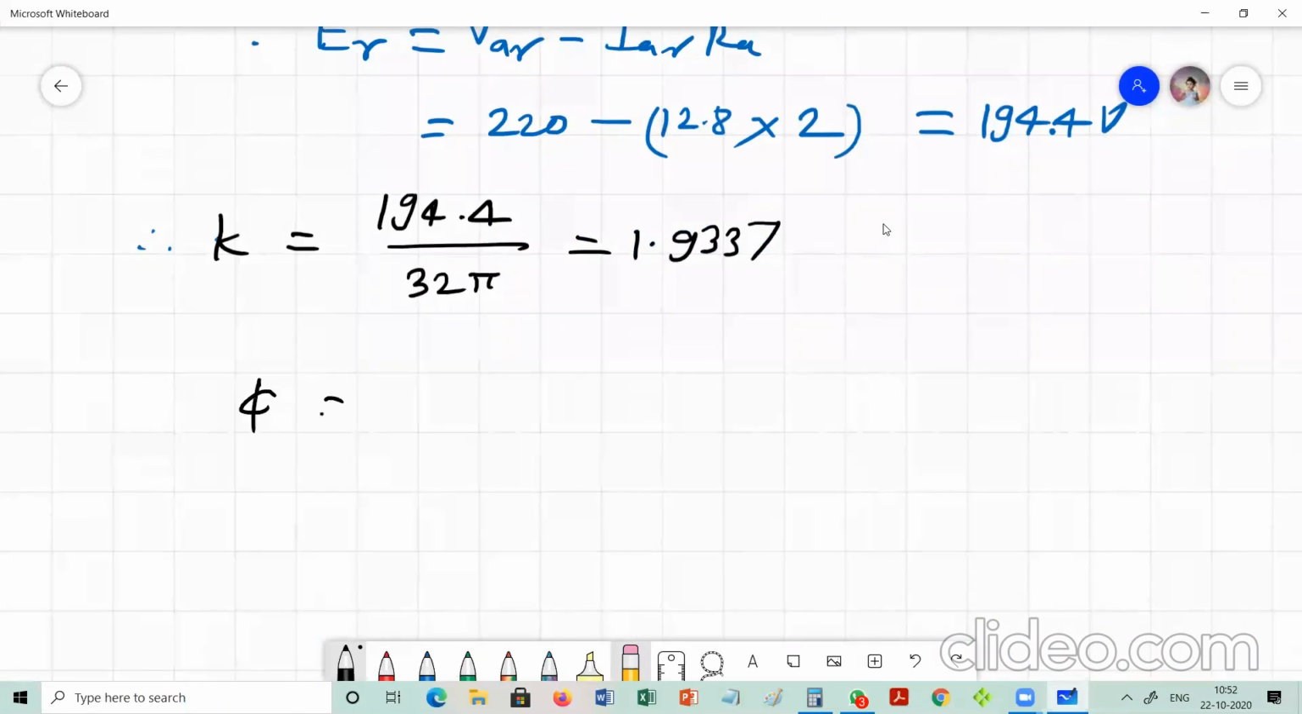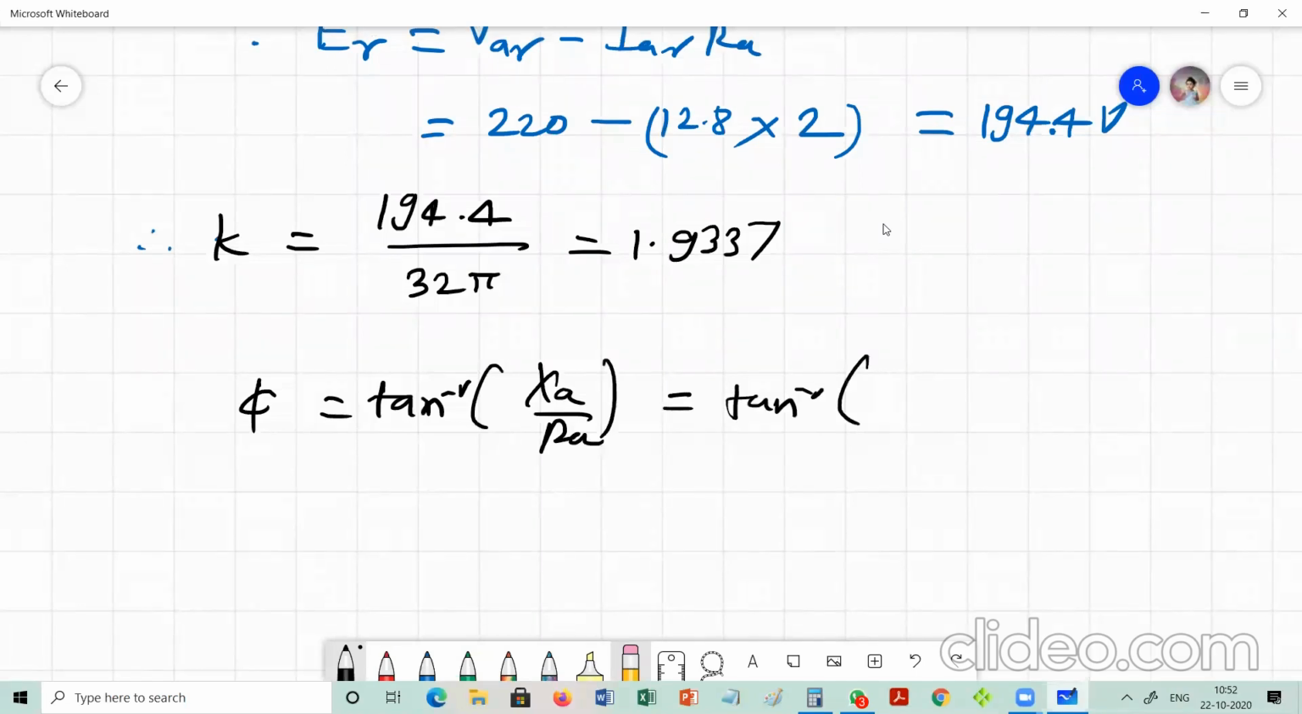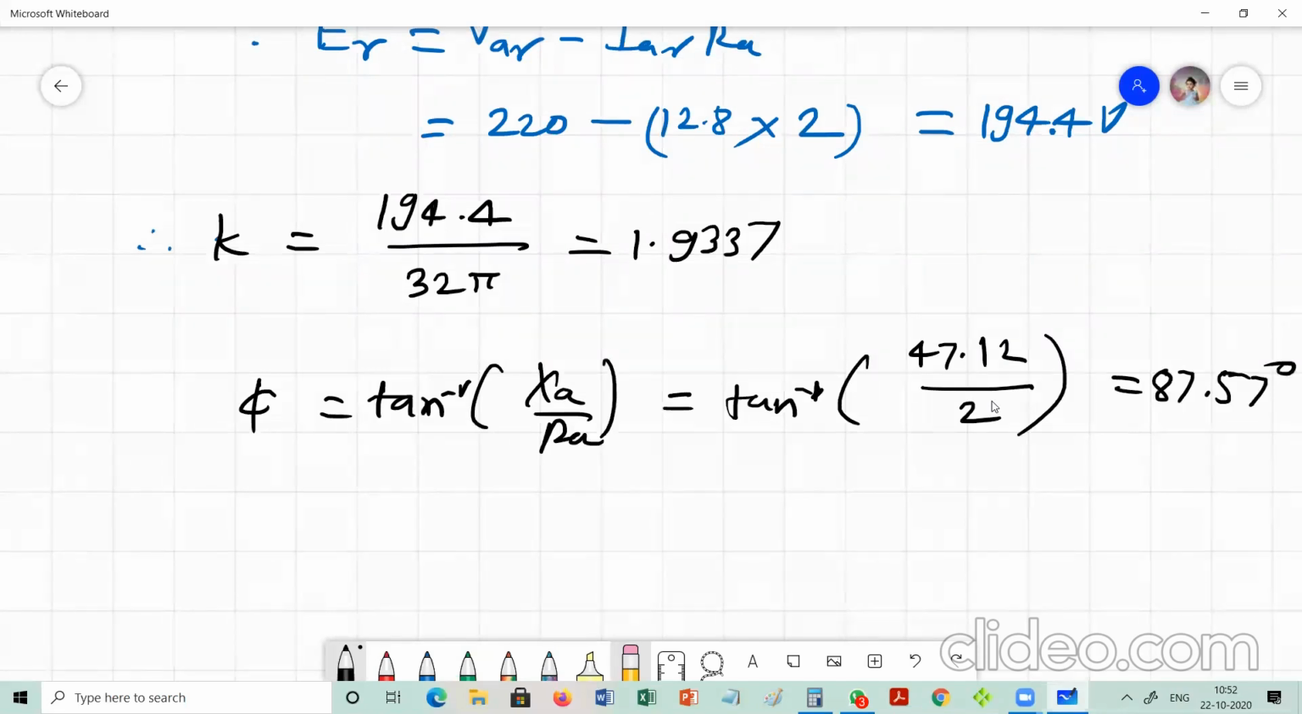Phi is equal to tan inverse of XA by RA, which is equal to tan inverse of XA, we have calculated XA is equal to 47.12, divided by RA, they have given equal to 2, and it will give the value equal to 87.57 degree. So phi we have calculated.